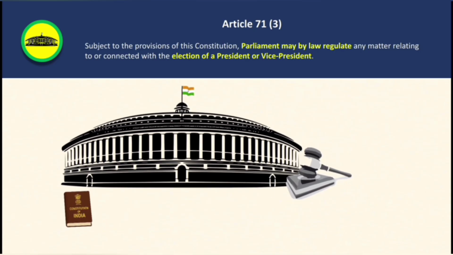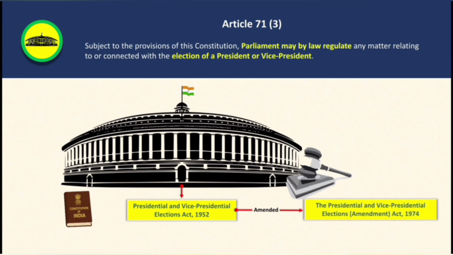For example, after the Constitution came into force, Parliament passed the Presidential and Vice Presidential Elections Act 1952. Later in 1974, detailed rules were framed, like how to file nominations, how votes are counted, and how disputes are handled. These were all created using the power given under Article 71 Clause 3. So this clause gives Parliament the authority to handle the entire election process through law.